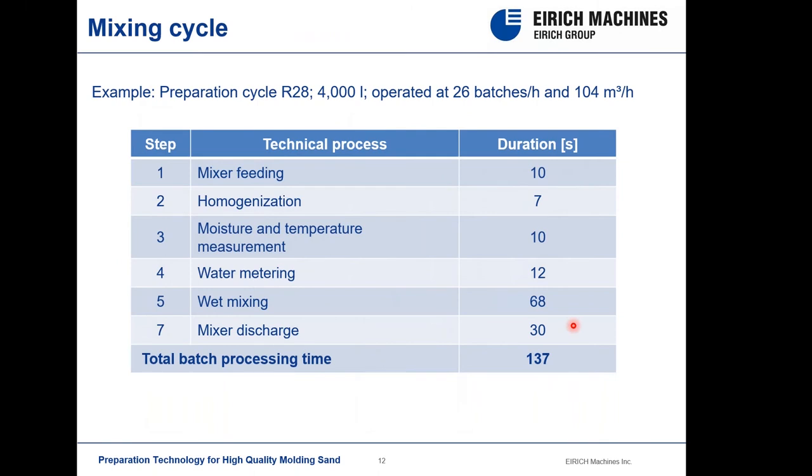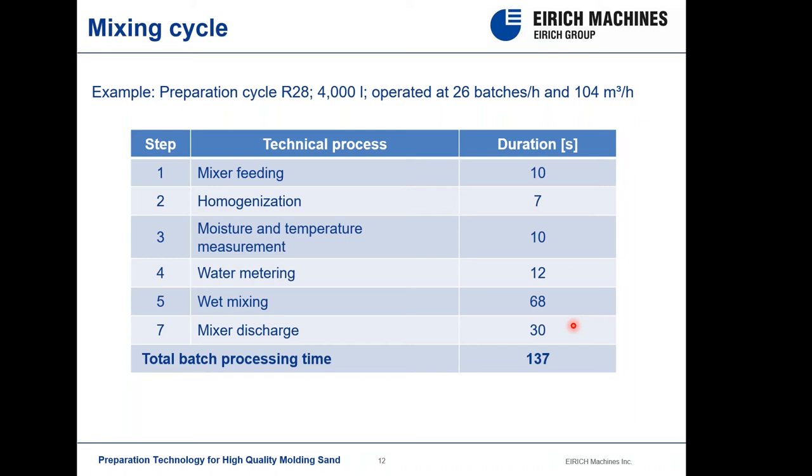Now we're going to see a little bit of the mixing cycle here. In this case, we're going to take a preparation cycle for an R28, which has 4,000 liters, around 3.8 tons per batch size, operating at 26 batches per hour with a throughput of 104 cubic meters of sand prepared.